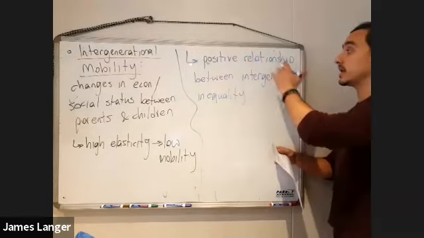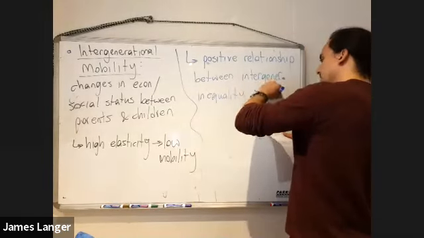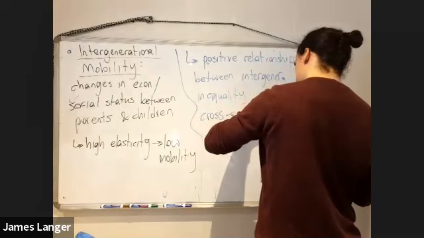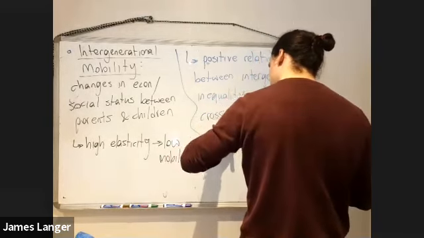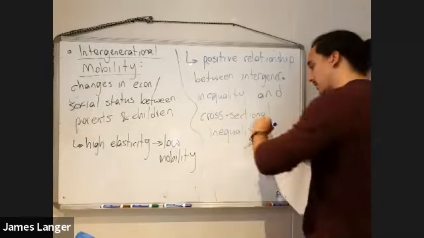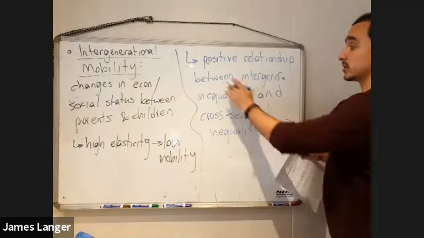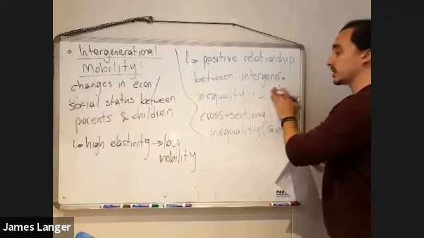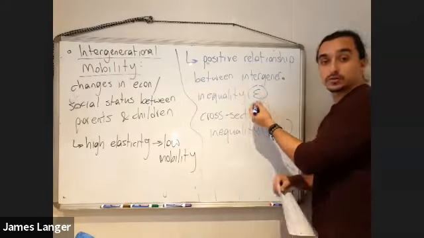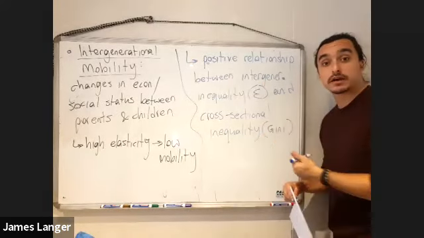And we see that there's a positive relationship between intergenerational inequality and the cross-sectional inequality. So this just means different sections of the economy. This would be measured by my Gini. So there's a positive relationship between intergenerational inequality measured by that elasticity measure, which we denote with this funny E, and cross-sectional inequality measured by the Gini coefficient.